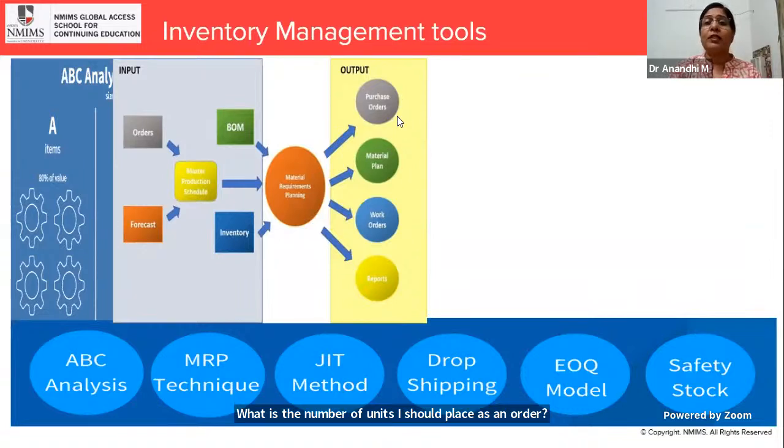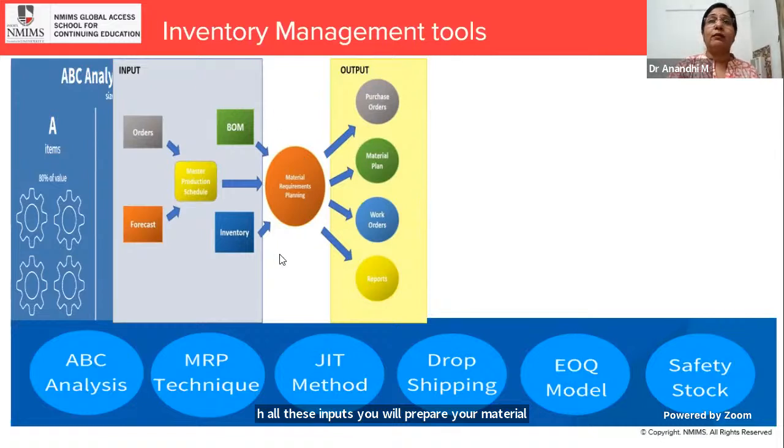So the output is going to be raising purchase orders, POs, material planning, work orders, and preparing reports. All these are going to be the output of your material requirement planning. The input is always the orders you get from the customer end, the bill of material required to produce that product, and what should be the level of inventory. With all these inputs and the forecasting results, you will prepare your material requirement planning and then float this as the output.